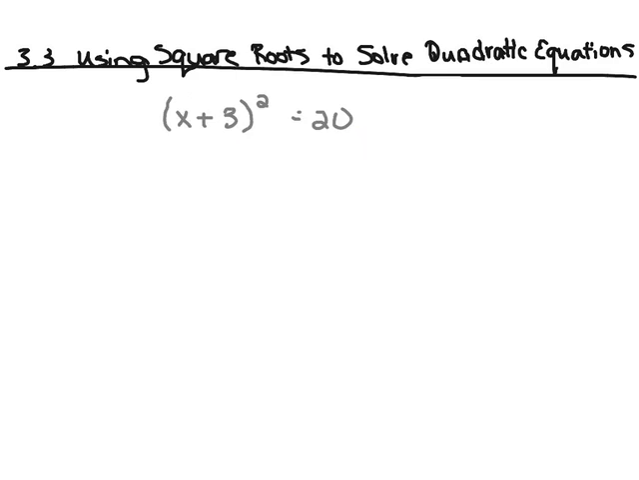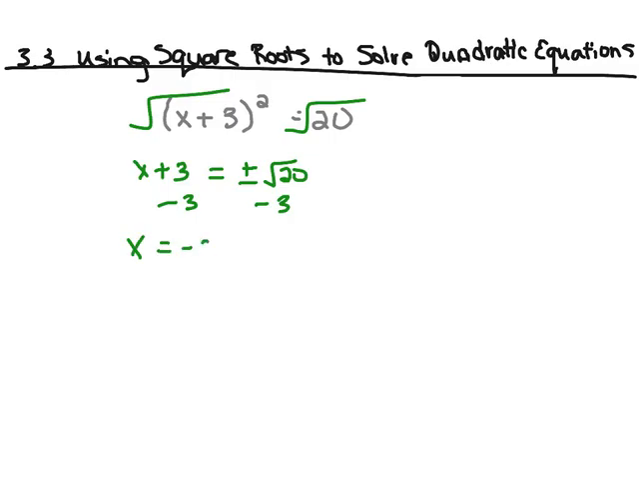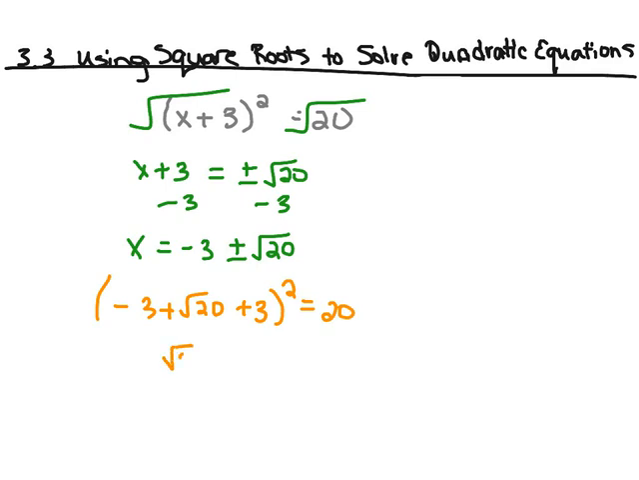For the next example, we're going to square root both sides. So we have x plus 3 is equal to plus or minus the square root of 20. Subtract 3 from both sides. So x is equal to negative 3 plus or minus the root of 20. Now we're going to verify. So if we put it into our brackets, negative 3 plus root 20 plus 3 squared equals 20. Negative 3 plus 3 is 0, so root 20 squared equals 20, which is correct.